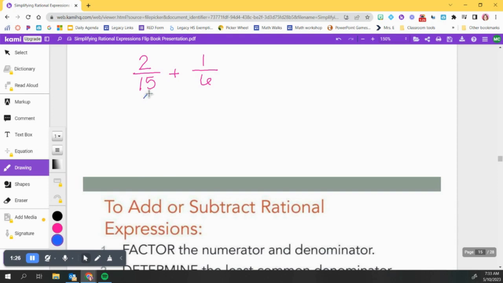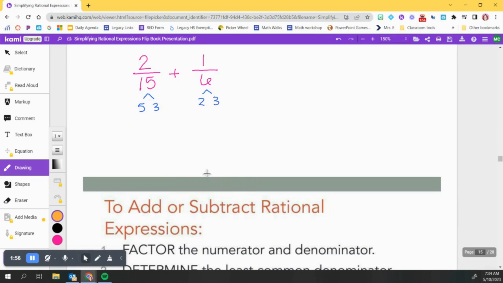So 15, factor out 15 for me. 5 and 3. Factor out 6 for me. 2 and 3. So the common denominator between these two would be 30, right? If I count by 15s and I count by 6s, the first number that they share is a 30. Y'all with me?